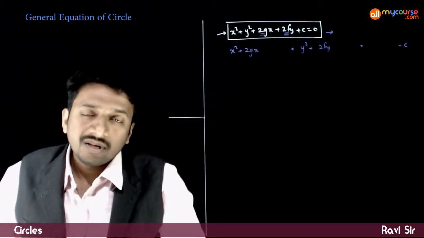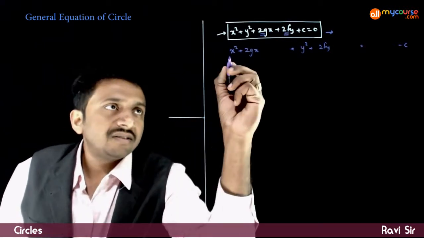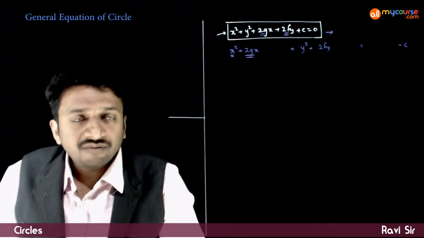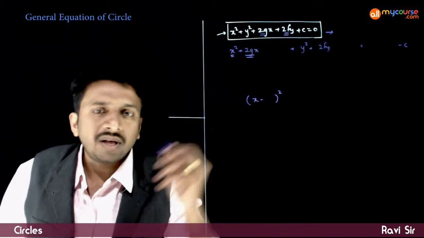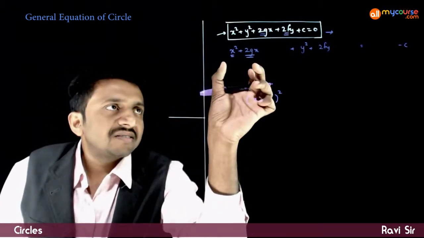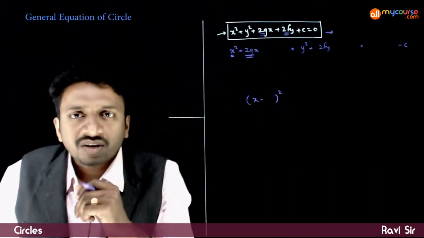Now I'll try to complete the squares. So I have x square plus 2gx. In the standard form, I want x minus something whole square. That means I need some perfect square. So what is the term to be added to this to make this a perfect square?